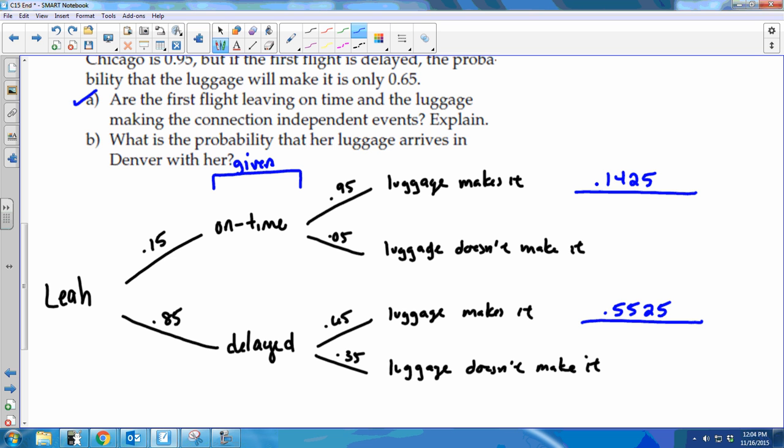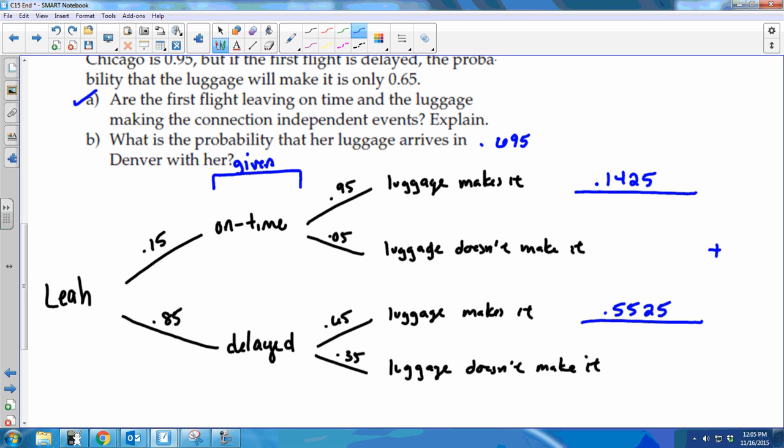I'm staring at my notes, and it's printed from this page, and they're microscopic. So the probability that her luggage arrives in Denver with her, I need to add those two together, and the probability is 0.695. I can't read that. 0.6950. Does that make sense how I got that?